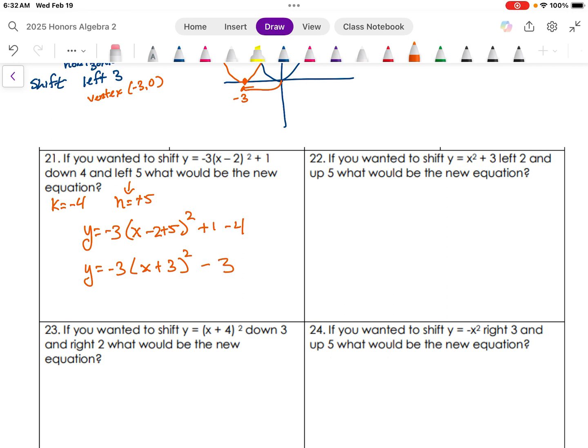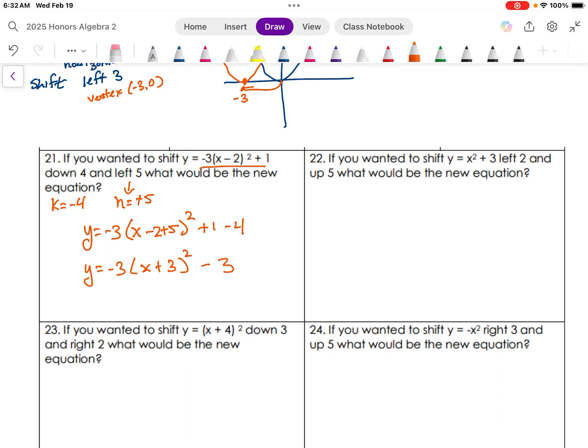And again, you can always check, you can always graph this on the calculator, graph the original function, and then type in the next function and see, okay, did it move the first function to the left 5 and then down 5? Okay. All right, next one here.